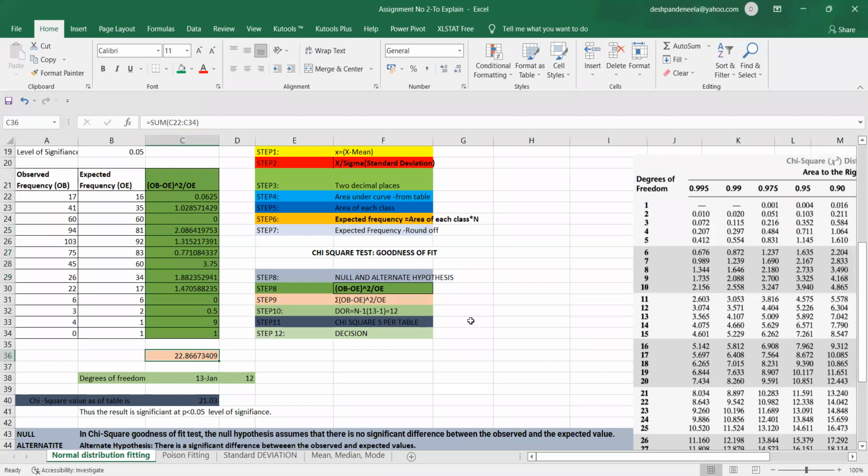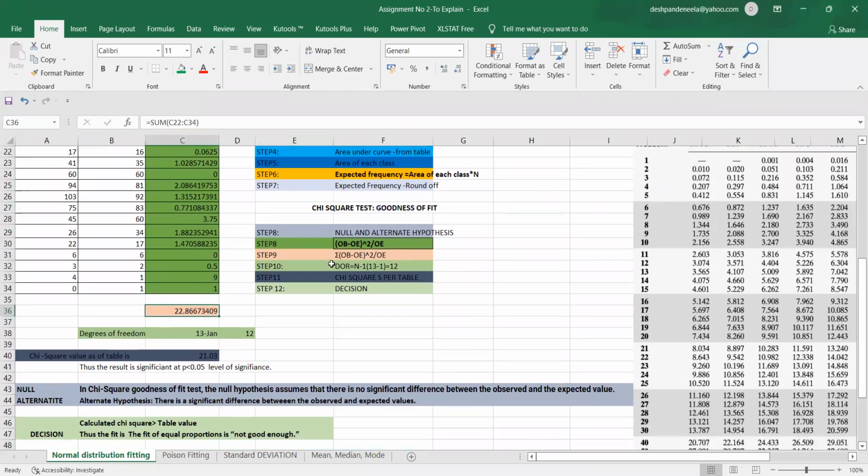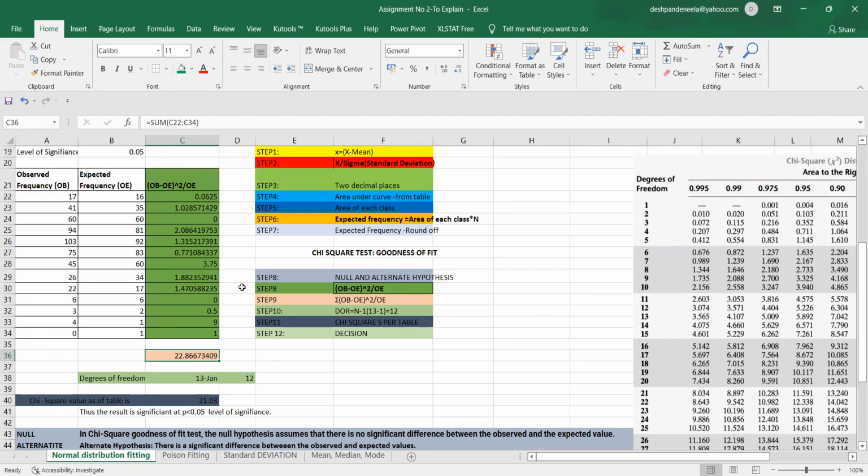Now, once this is done, my degrees of freedom will be n minus 1, as we all know. How much is n over here? You can see 1, 2, 3, 4, 5, 6, 7, 8, 9, 10, 11, 12, 13. So n is 13 over here. My degrees of freedom will be 13 minus 1, which is equal to 12, as you can see in this step also.